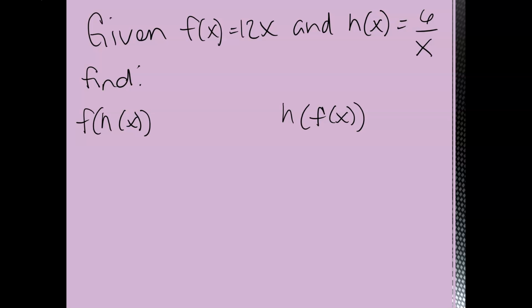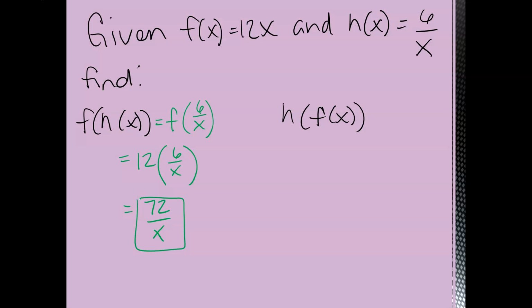And I want to find, first, f of h of x. So this is saying that I want to take the f function and I want to plug the h function in. And the h function is 6 over x. So I'm going to take all of f's x's and I'm going to replace them with 6 over x. So now I have 12 times 6 over x. Well, you're going to distribute that 12 and you're going to say 6 times 12, which is going to be 72, and then it's divided by x. Can I reduce that? No. So that would be your answer.